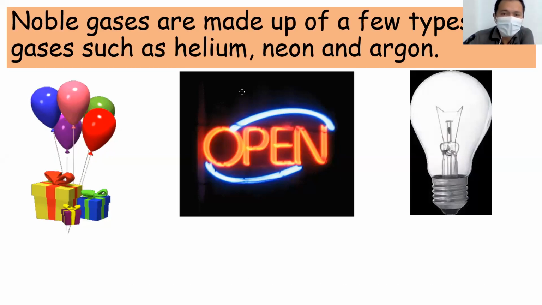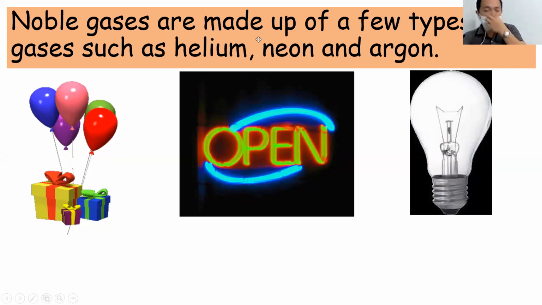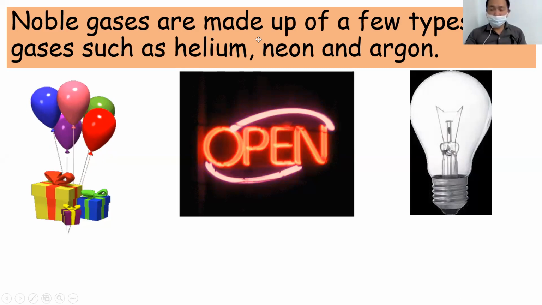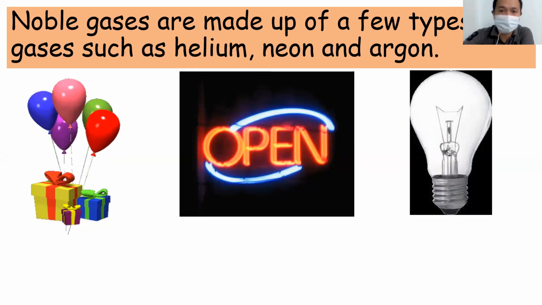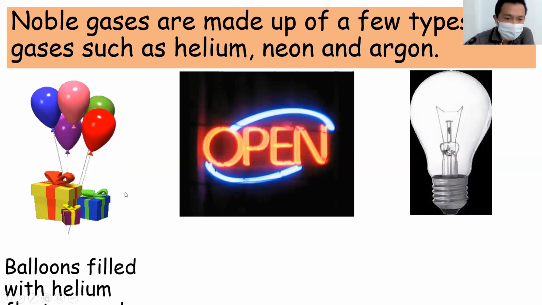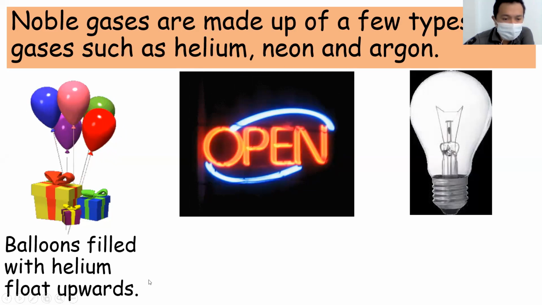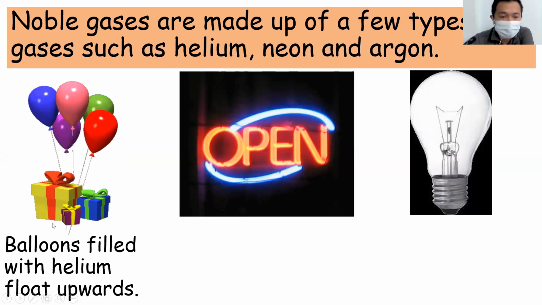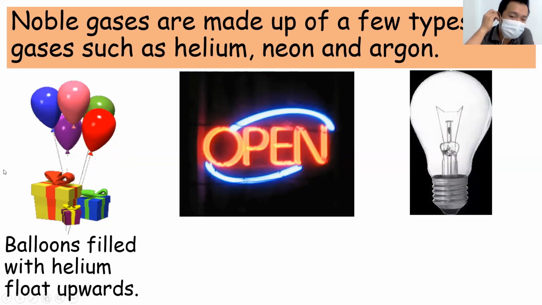Noble gases are made up of a few types of gases, such as helium. Yes, we can see helium here, and we can see neon and argon. So the first one, we have the balloons filled with helium, and the helium can float upwards. See the balloons. The reason why the balloons can float upward is because of the helium.